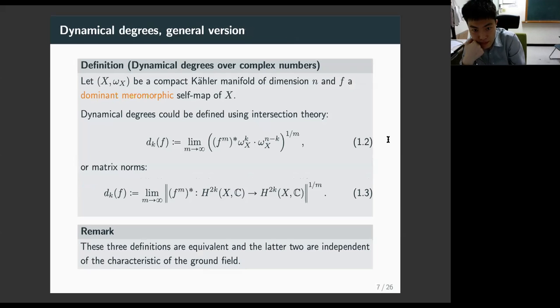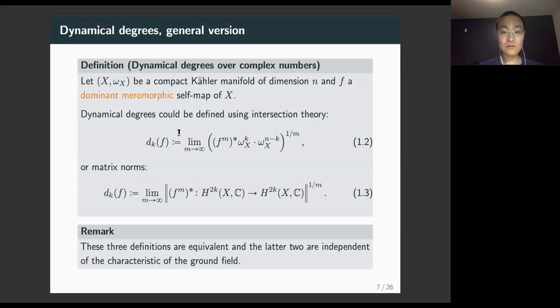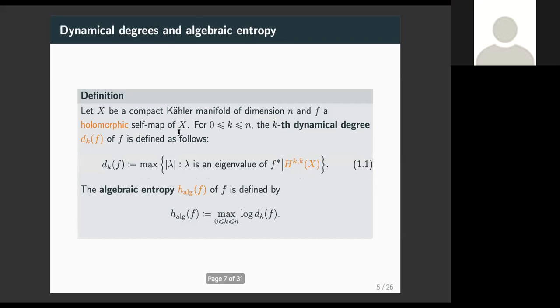May I ask a question? Yeah, sure. Can you go back to the topological entropy?